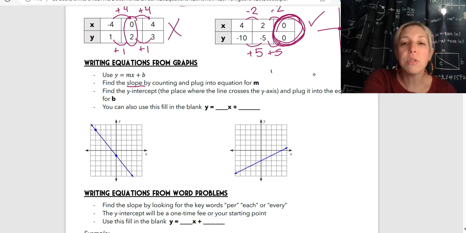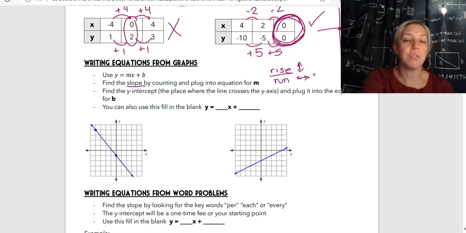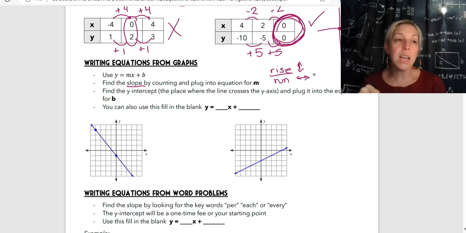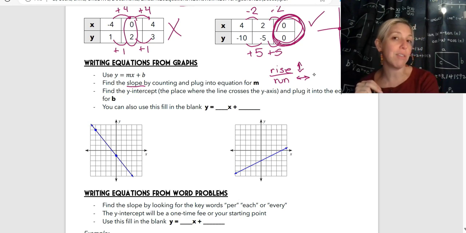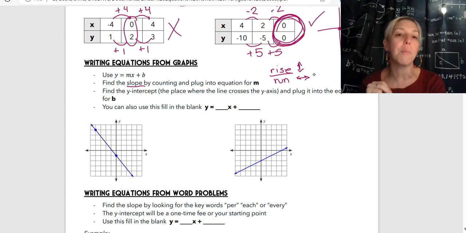Another hint, remember slope, we also sometimes say is rise over run. The rise is our up or down, and the run is moving left to right. I also did a post about this in the discussion boards that might be helpful to you. So you might want to check out that video discussion board too if you're still having trouble with slope.